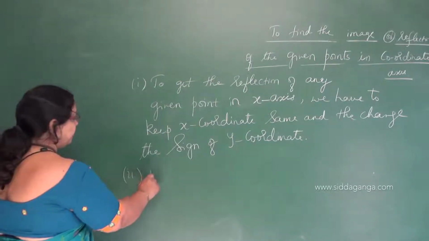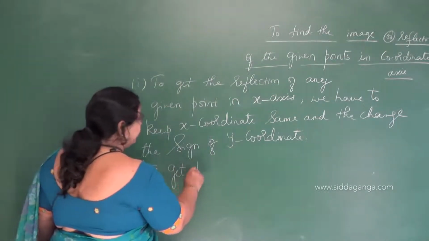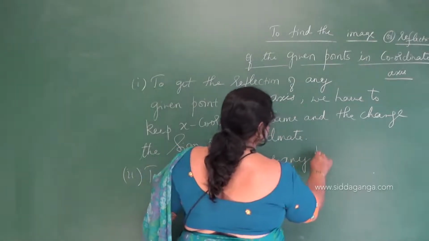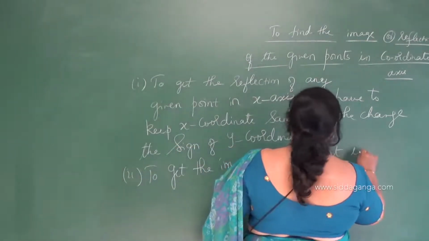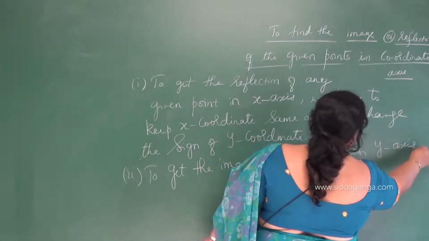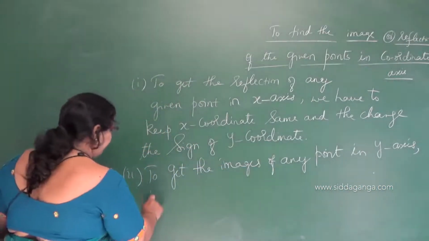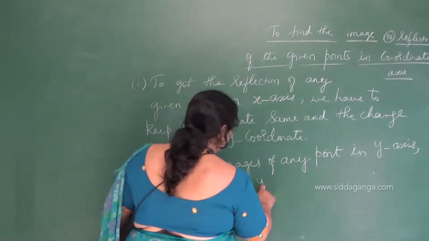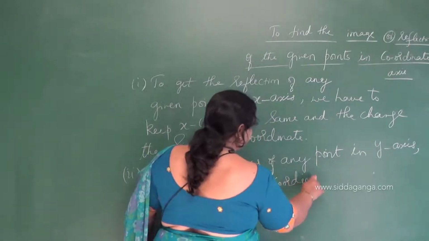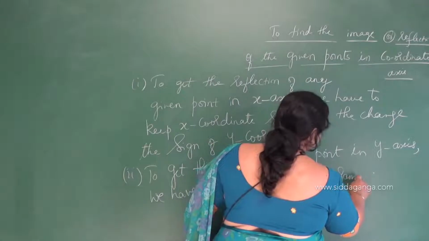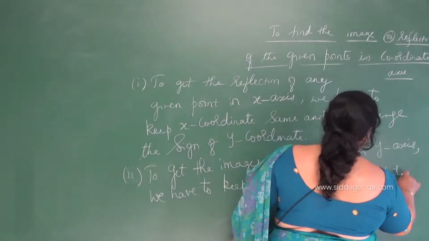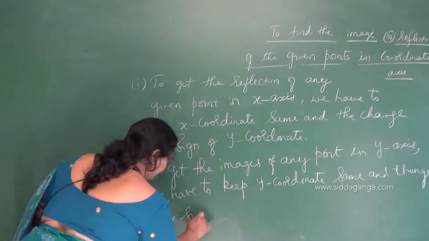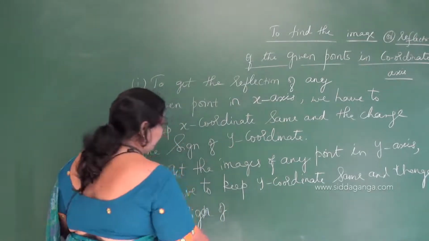So similarly, to get the image of any point in the y-axis, we have to keep the y coordinate same, and we have to change the sign of the x coordinate.